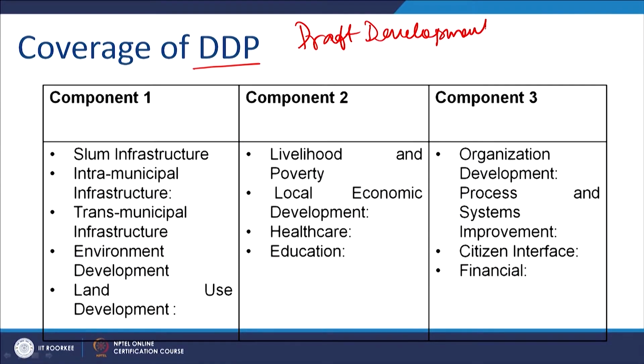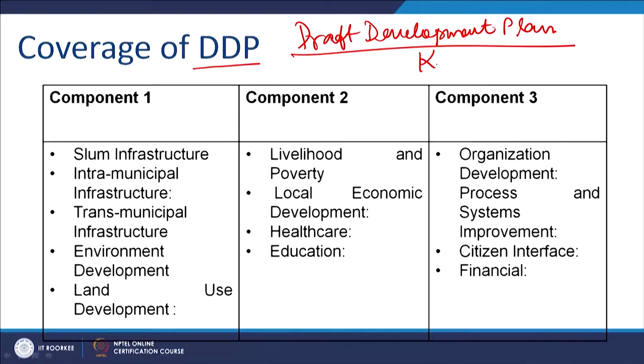In many municipal acts, the basic plan framework or document is called the draft development plan, because municipalities are not supposed to make the final development plan. It is ultimately approved by either the district planning committee or the metropolitan planning committee. That is why it is called draft development plan. This draft development plan was done in the city of Calcutta under Kolkata Urban Services for the Poor.